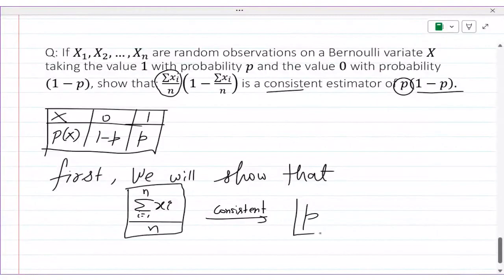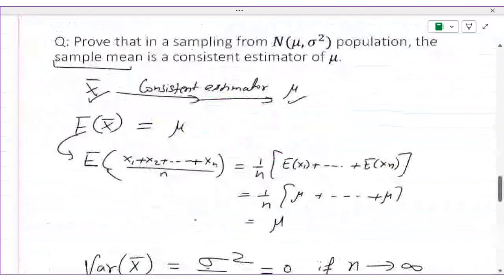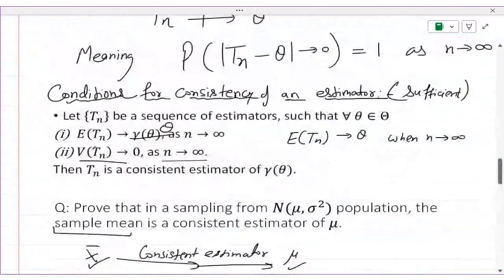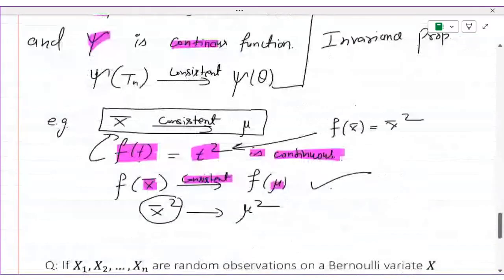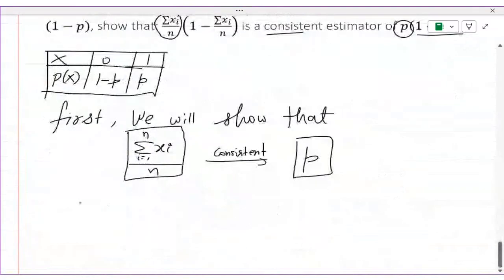How can we show consistency? For consistency, if we show these two conditions, that the expectation is equal to that parameter and the variance is equal to 0, then we are done. First, I will find the expectation of this. So what is the expectation of this?